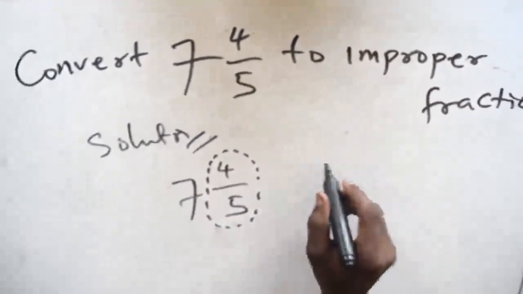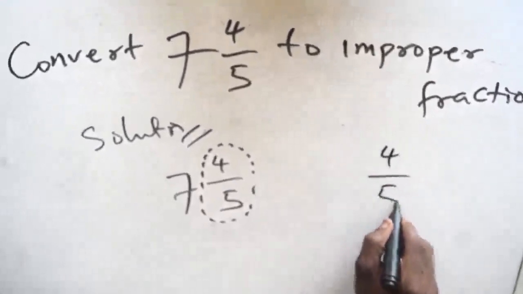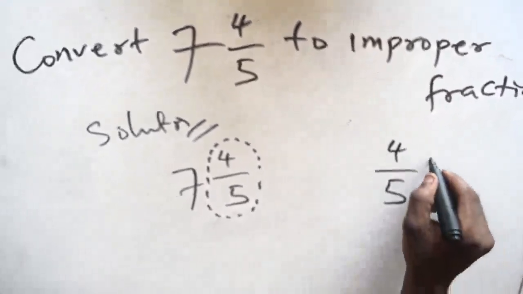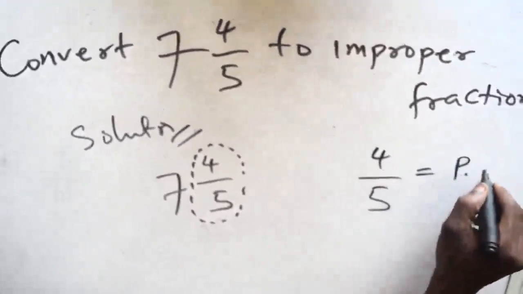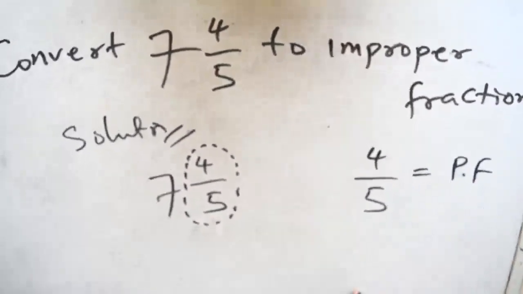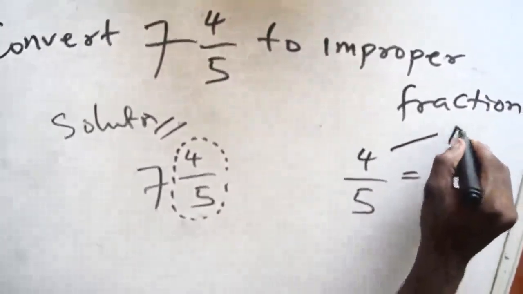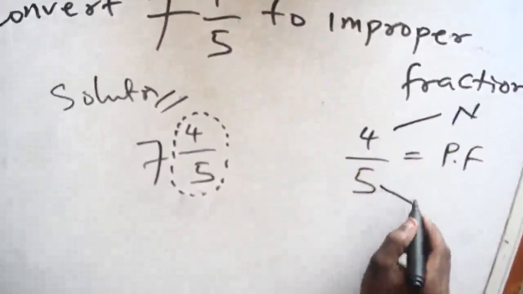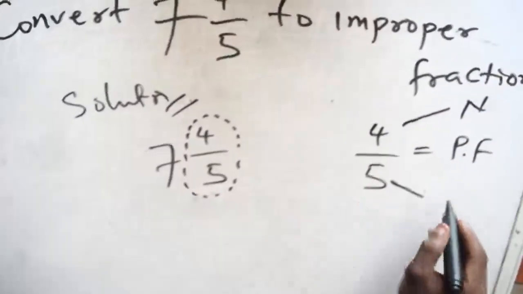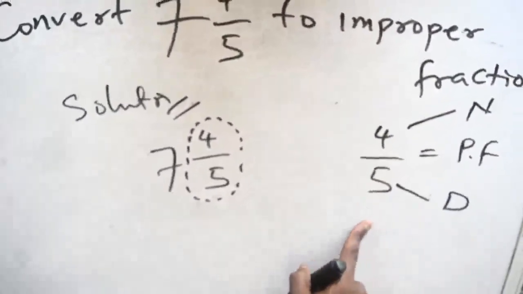Here, our fractional part is 4 over 5. 4 over 5 is what type of fraction? It is said to be a proper fraction, which I will call P of F. In P of F, your numerator, which I will call N here, is 4. Your denominator, which I will call D, is 5 in this example.